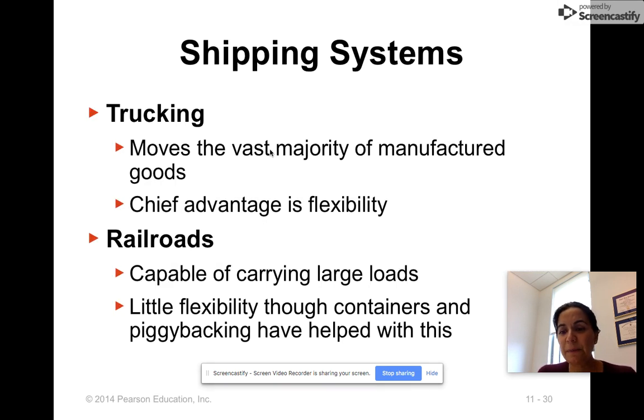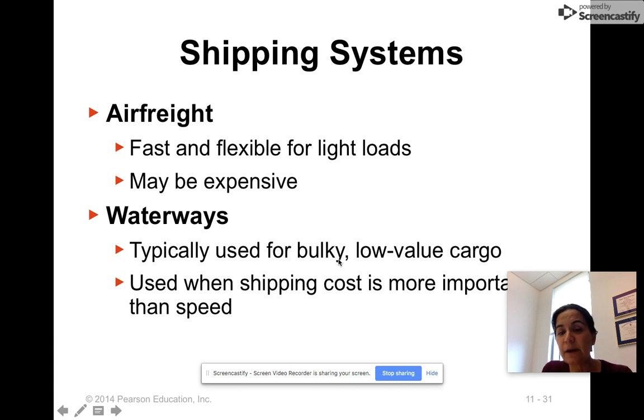So when you look at shipping systems, most of the products in the US are sent through trucking, and indeed, trucking moves the vast majority of products. So, again, if you have one or two trucks, you can start your own trucking company. The second is railroads. Railroads carry large bulk loads, but it's not very flexible. You have to have a rail line for that. Air freight is very fast, very flexible, but it's very, very expensive. So, you can't really be shipping really heavy things because the cost is really high.